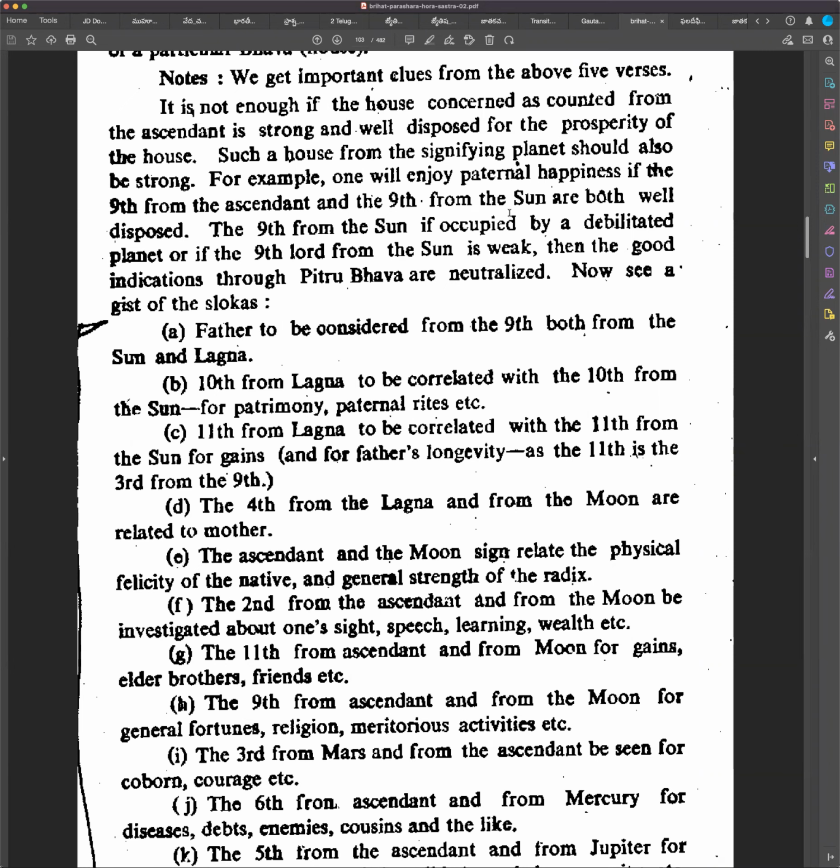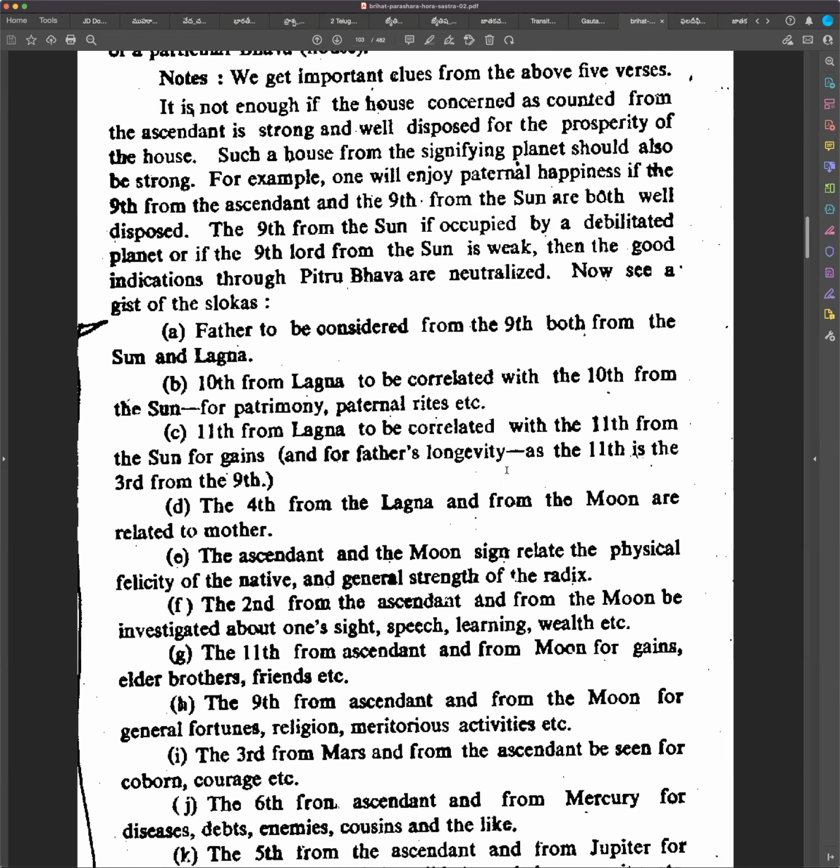Now see a gist of slokas. Father to be considered from the 9th, both from the Sun and lagna. Point number A. Point number B. The 10th from lagna to be correlated with the 10th from the Sun for patrimony, paternal rights, etc. The 11th from lagna to be correlated with the 11th from the Sun for gains and for father's longevity, as the 11th is the 3rd from the 9th.